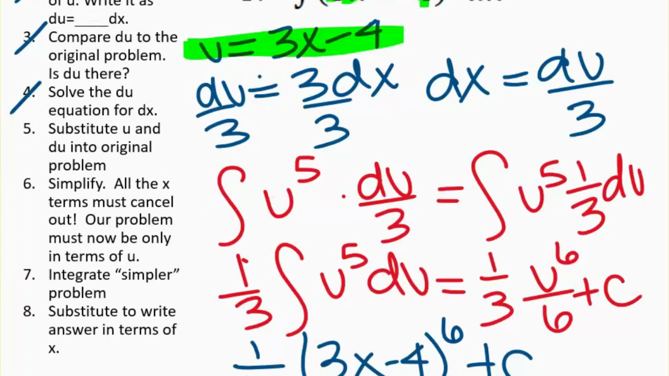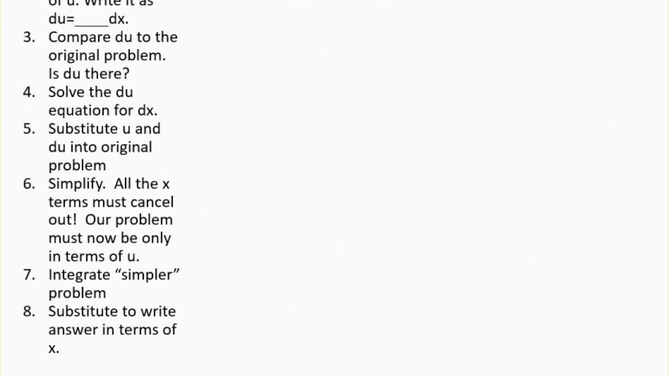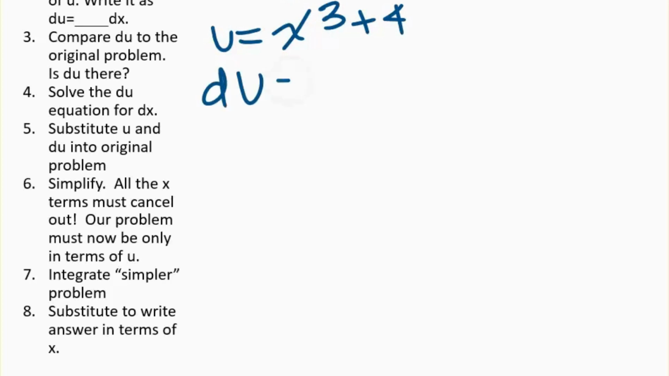Let's try another one. Okay, so number 2 is a little bit more complex: 6x squared times x to the 3rd plus 4 to the 5th power. Let's start by defining our u as the inside. So we will say that u equals x cubed plus 4. We find the derivative. So du equals 3x squared dx.